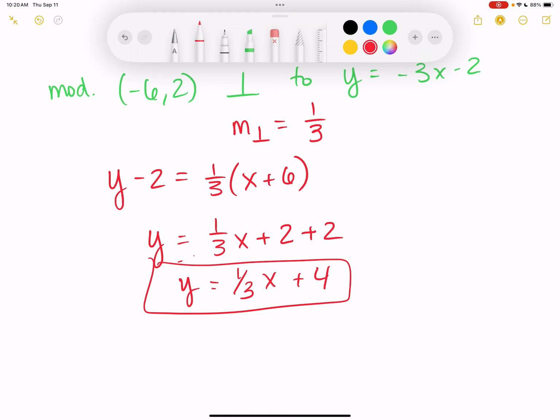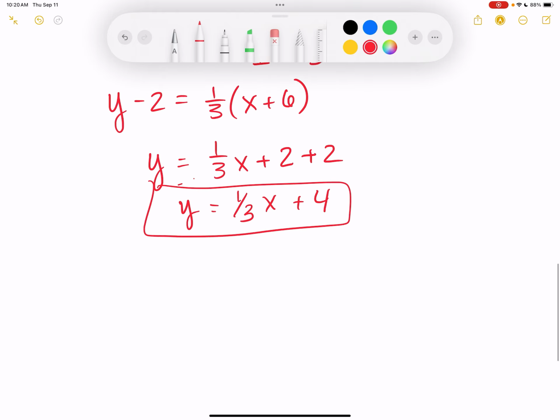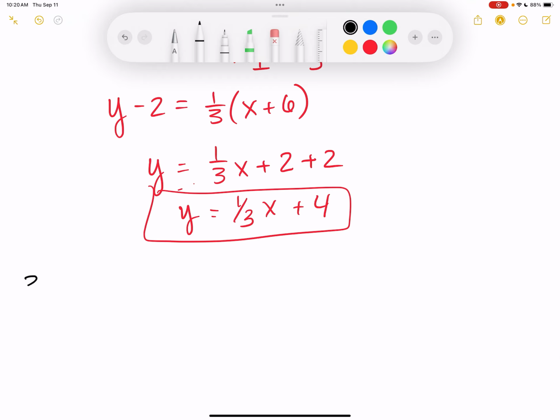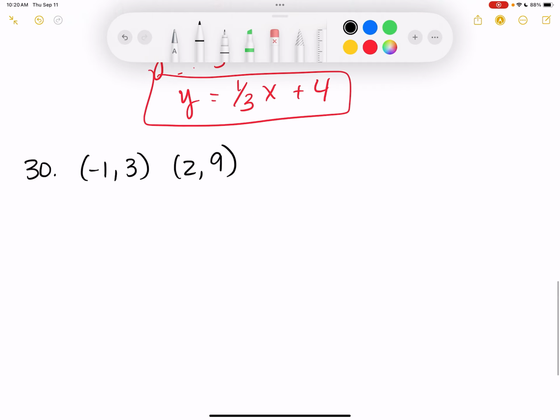So now we're getting into the ones where they give us 2 points. You're going to need to find the slope first, and then we will write the equation of our line with that. So 3, negative 1, and 2, 9. So I need the formula to find slope. How would I find the slope? y2 minus y1 over x2 minus x1.